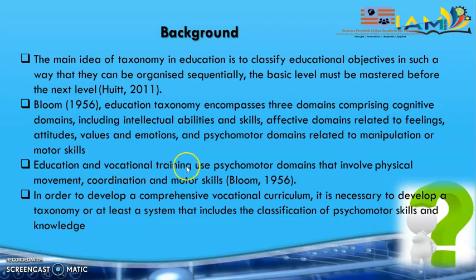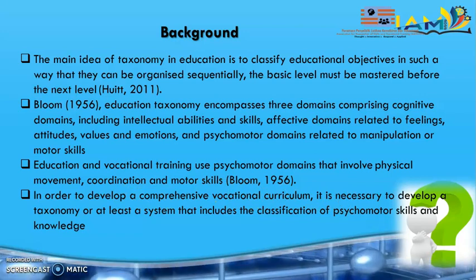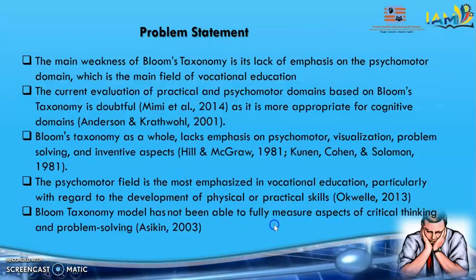Education and vocational training use psychomotor domains that involve physical movement, coordination, and motor skills. In order to develop a comprehensive vocational curriculum, it is necessary to develop a taxonomy, or at least a system, that includes the classification of psychomotor skills and knowledge.